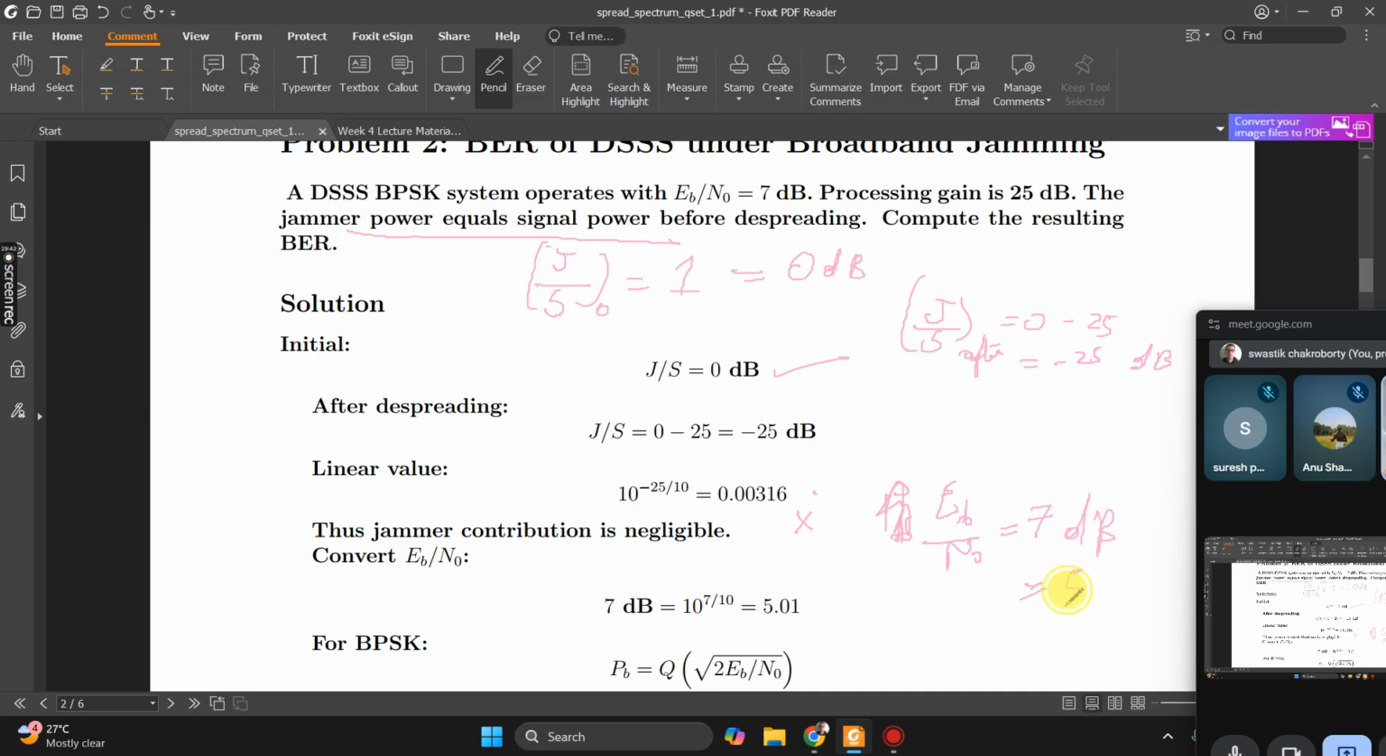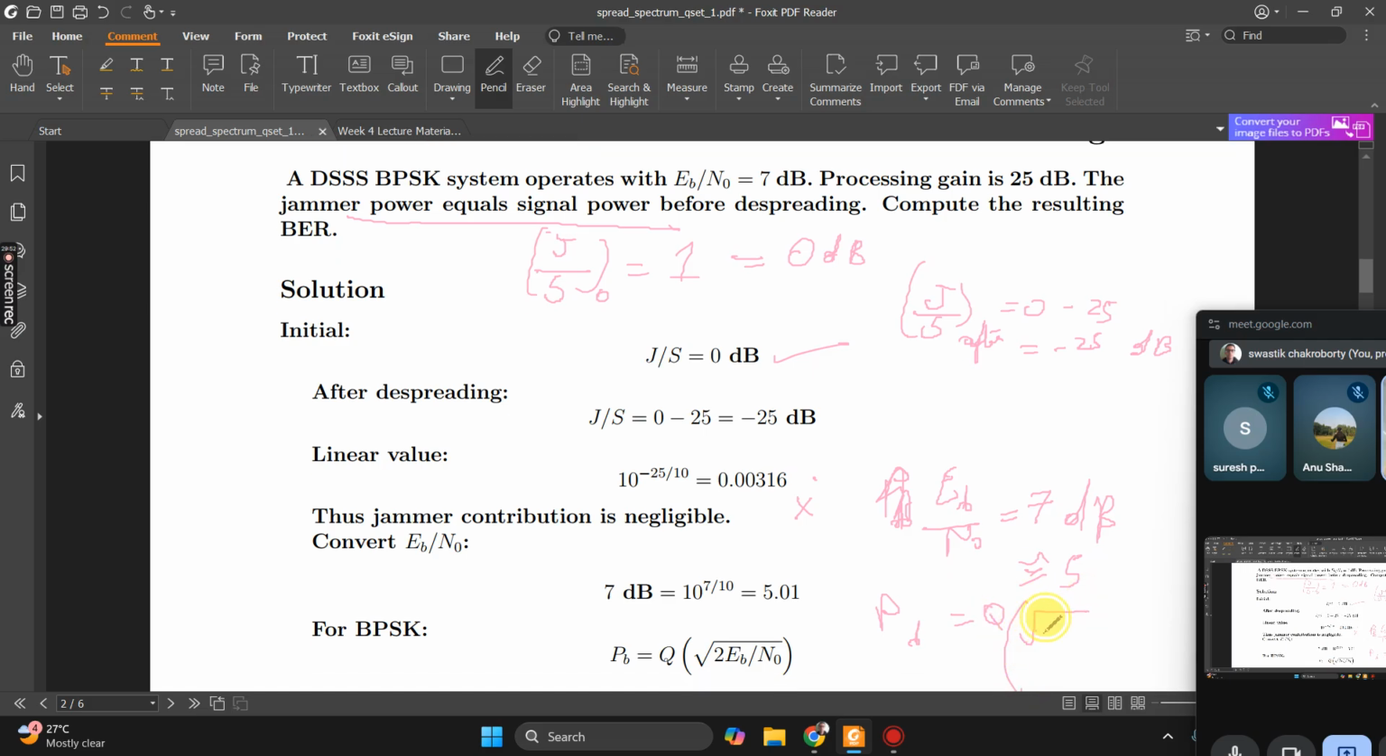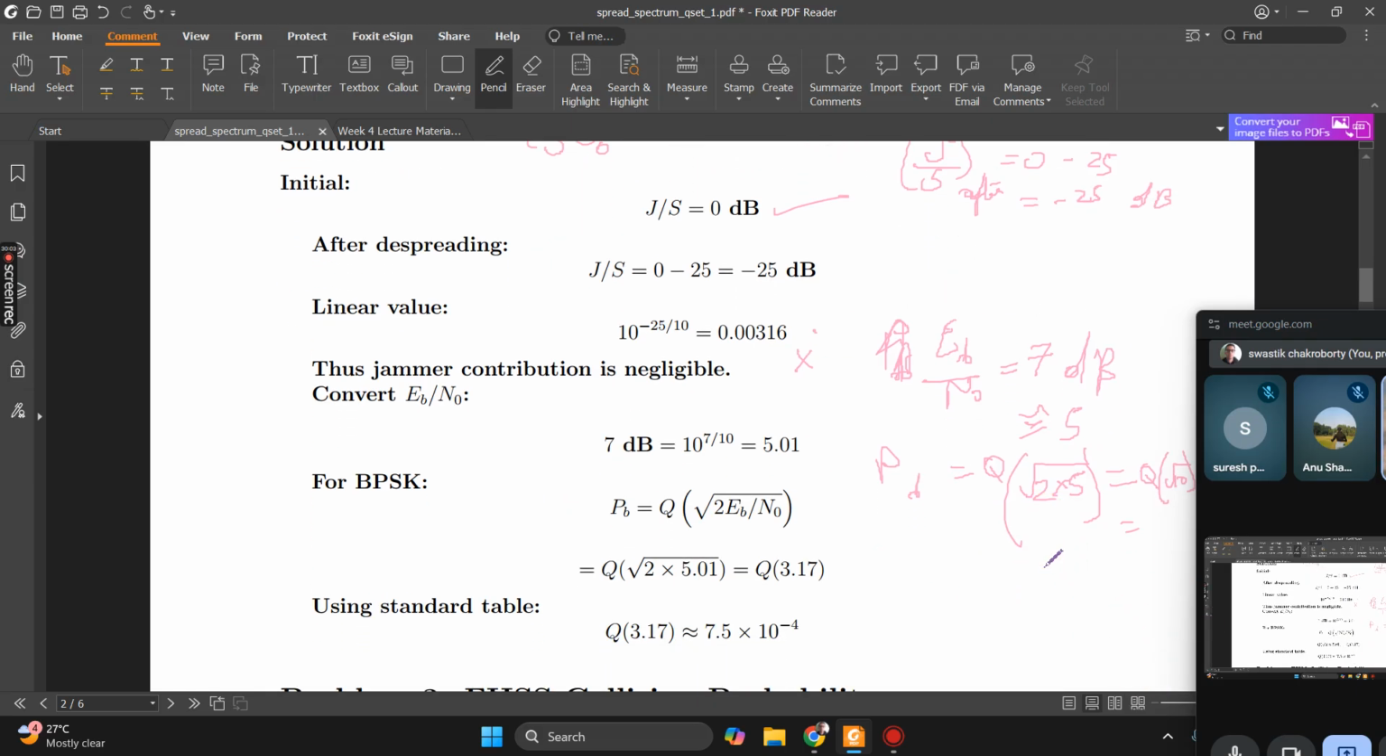7 dB roughly translates to 5 in linear terms. Now Pb is equal to Q of root under 2 into 5. So the bit error probability is Q function of the Eb/N0. So it is Q of root 10. So Q of root 10, of course, you have to consult a table. You cannot find it on your own. And the Q of root 10 gives Pb equal to 7.5 into 10 to the power minus 4. So the BER is 7.5 into 10 to the power minus 4.